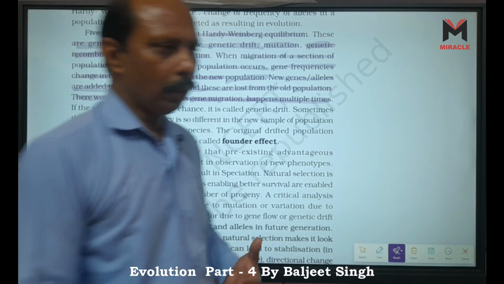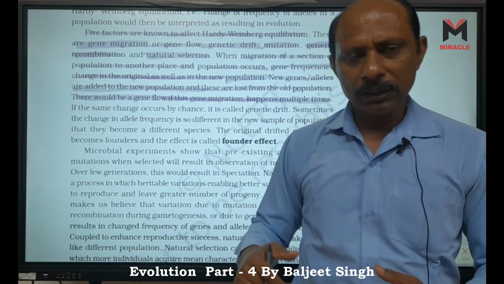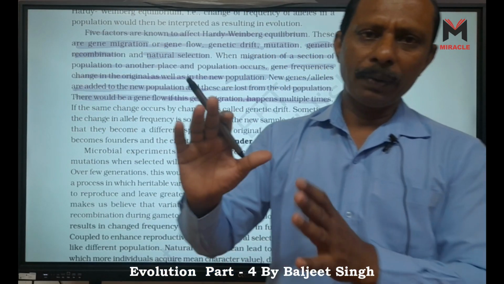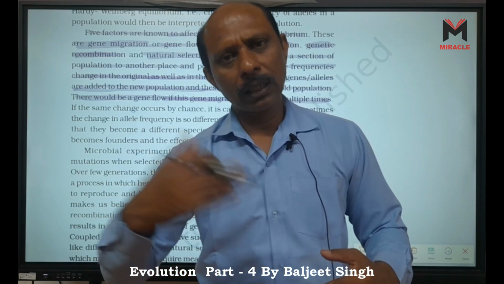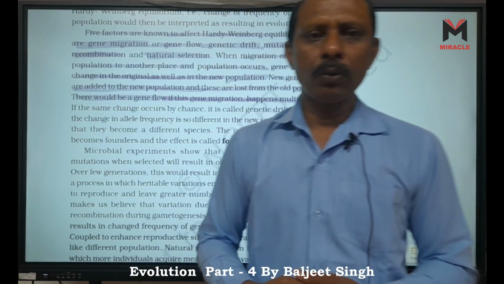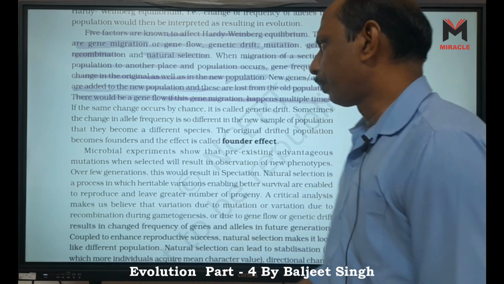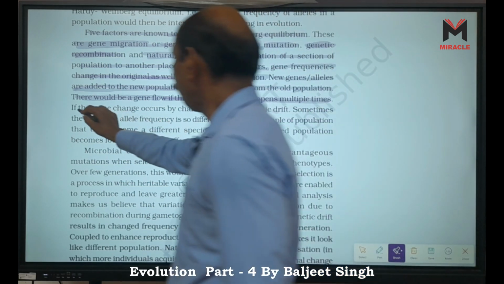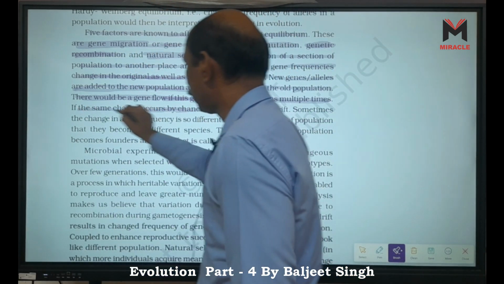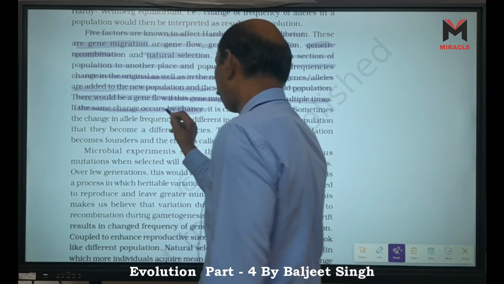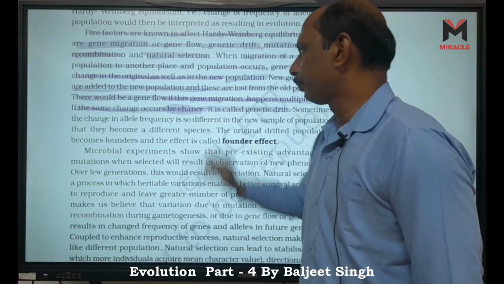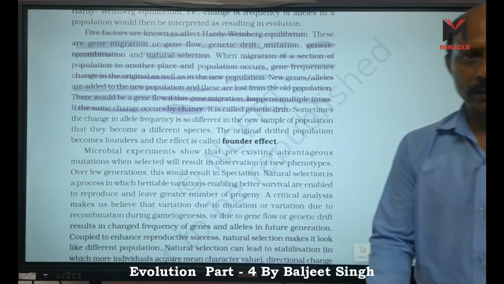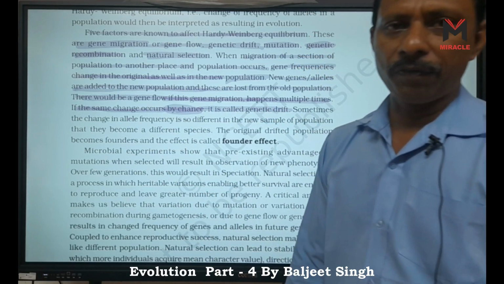Simply, consider the example of some Indians going to USA and settling there. Not only one time, continuously Indians are going. This time also they go and want to settle there. That is called gene flow, right? If the same change occurs by chance, and by chance is important, it is called genetic drift.